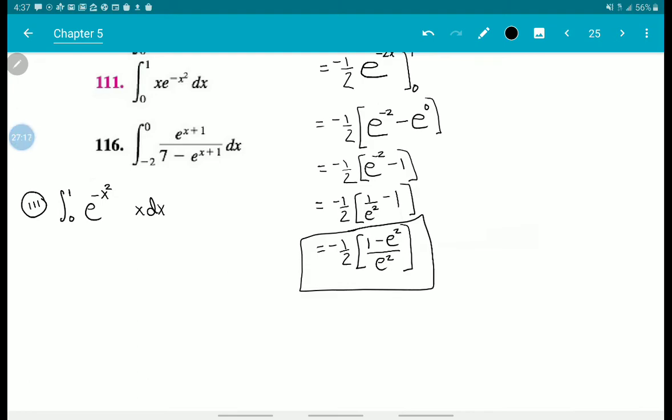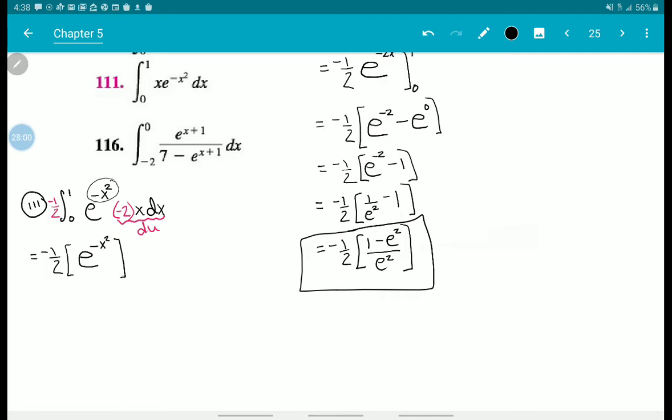So thinking about that u substitution again, we could let u be this. So what would du be? If we take the derivative of negative x squared, we're going to have a negative 2x dx. So we need the negative 2 here. That will give us negative 2x dx as du. But if we multiply by a negative 2, we have to compensate with a negative 1/2. So then when we integrate, we're going to have e to the u.